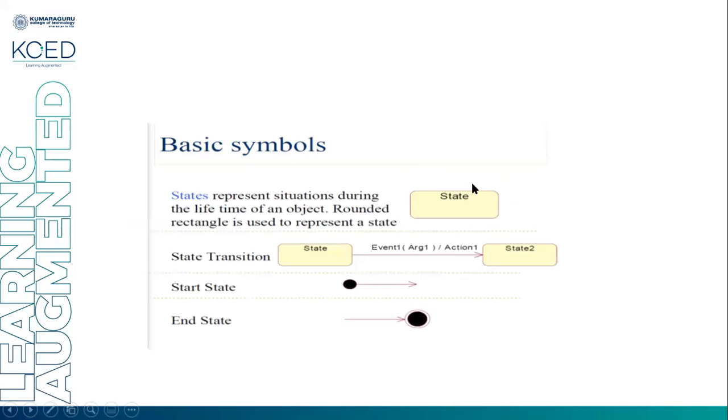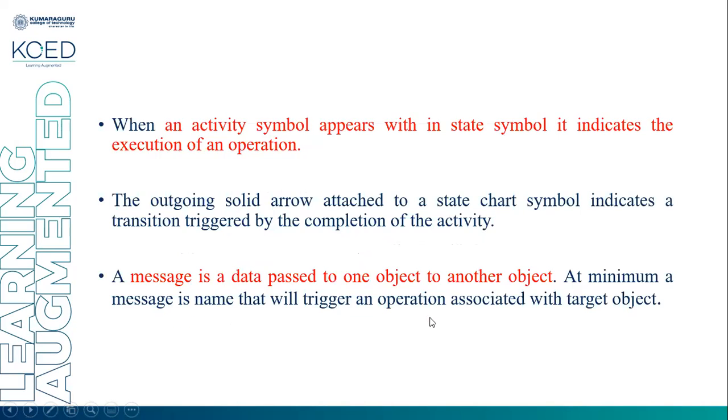The basic symbol is the state symbol. State represents a situation during the lifetime of an object. This is a rounded rectangle, and it represents the state. A rounded rectangle is used to represent the state. A transition goes from one state to another state because of an event or action. An event may have a parameter or action. The start state is a solid circle. The end state is a bullseye.